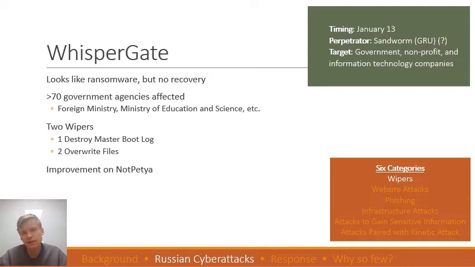Additionally, it's good to understand kind of at the base level how this works. And I'm spending a little more time on this first one because the other ones will be pretty similar. So in the case of Whispergate, there were actually 2 wipers involved in this program. First, it would try to destroy your master boot log. Now, we're not going to get too in the weeds in terms of the details here, but basically that's pretty catastrophic and bad.